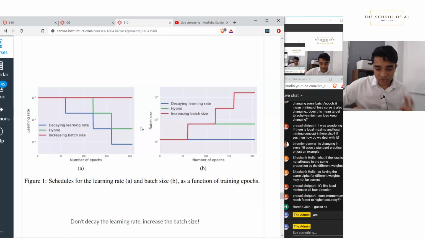But see what is happening here. There are two approaches. Schedules for a learning rate, that we figure out a particular point after which we reduce our learning rate. That is one approach. Another approach is we change the batch size. It's a very weird approach.